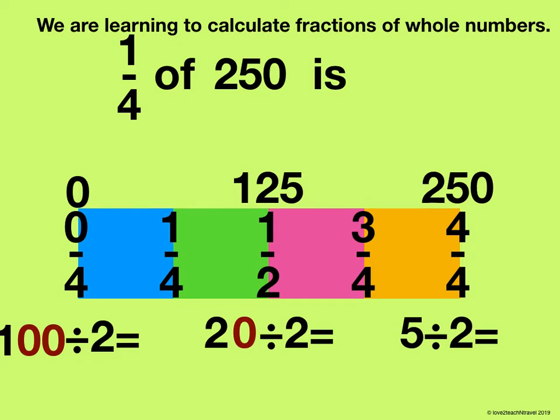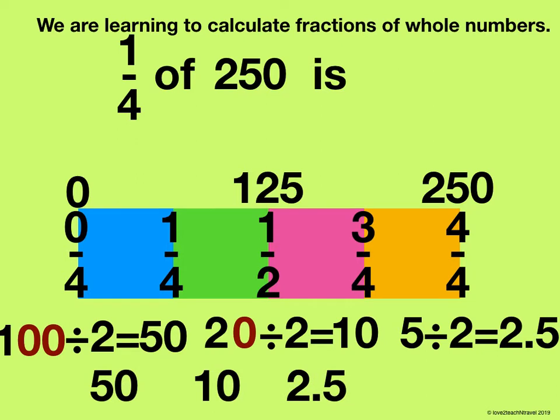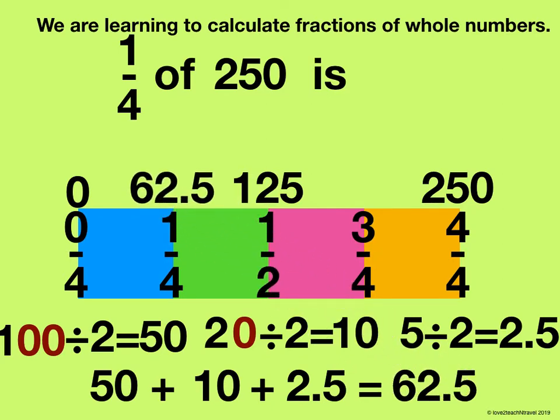So 100 divided by 2 is 50, 20 divided by 2 is 10, and 5 divided by 2 is 2.5. Now I need to bring all these numbers down into a sum, add them all together to get my answer. So 50 plus 10 plus 2.5 is 62.5. This is the number that is 1/4 of 250.